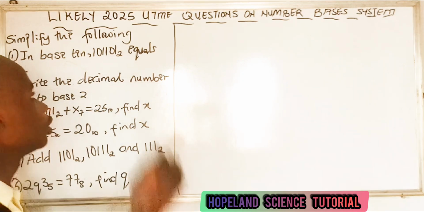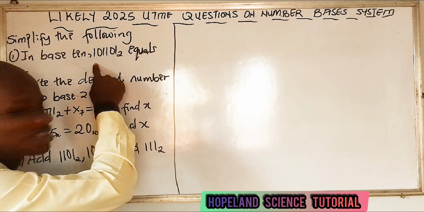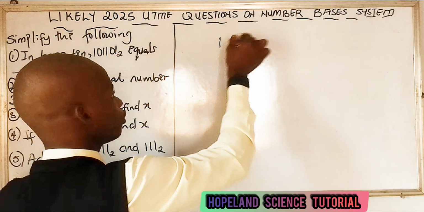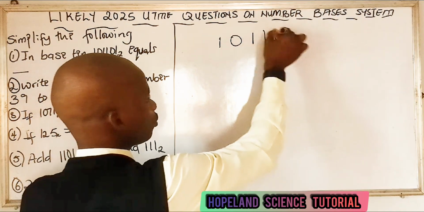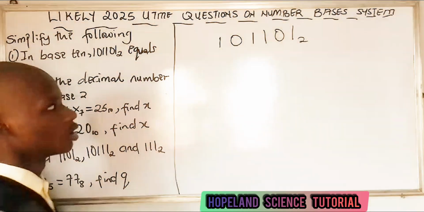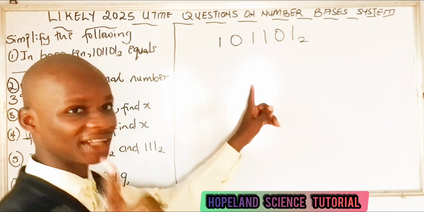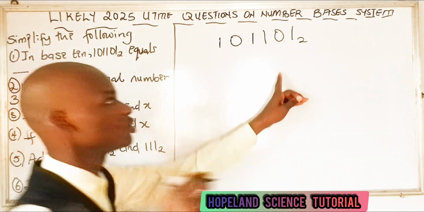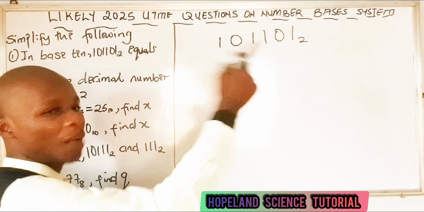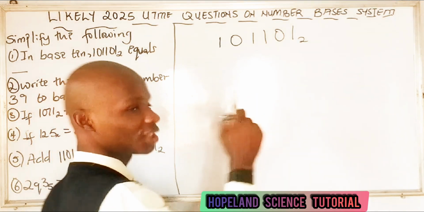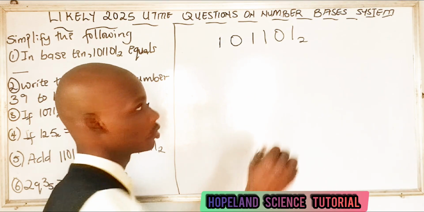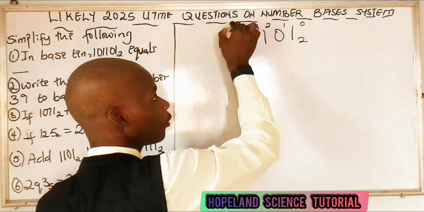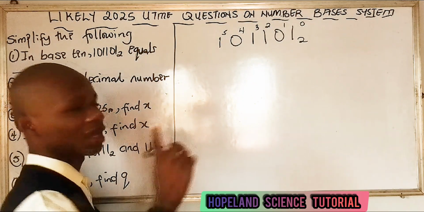It's very simple. The number given to you in that non-base 10 must be written out expansively. So we have 101,101 base 2, and we have to convert it to base 10. Now the first step you take is to write the number out expansively. The second step is for you to number each of the digits in the backward direction, starting from 0. So your numbering must start from 0: 0, 1, 2, 3, 4, 5. Now that is step 2.